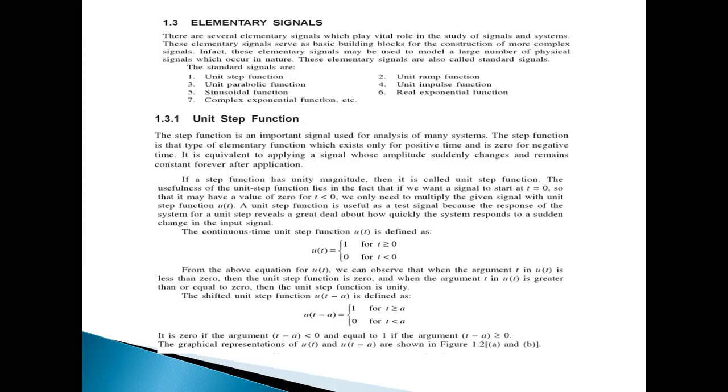Again, I am saying, my dear students, a step function is a type of elementary function which exists only for positive time and is zero for negative time. And if a step function has unity magnitude, then it is called unit step function.